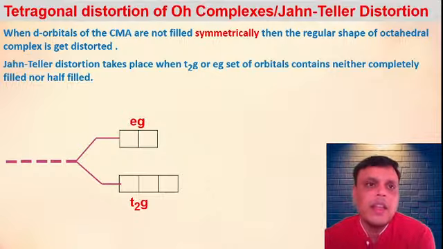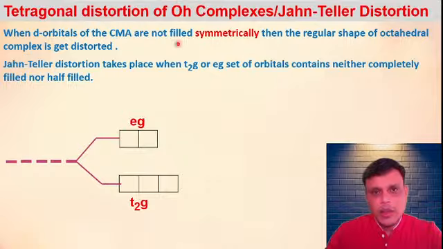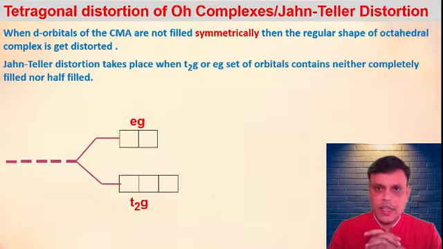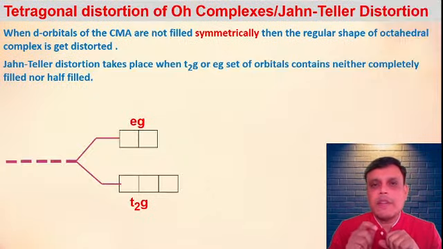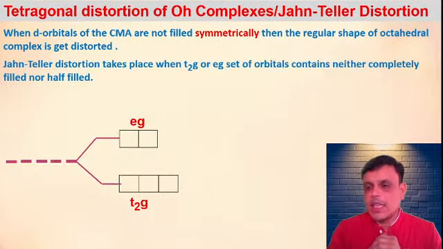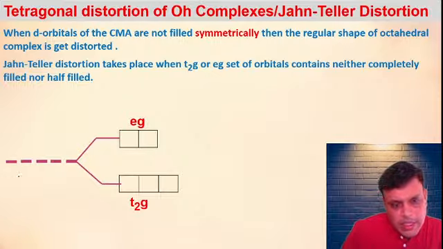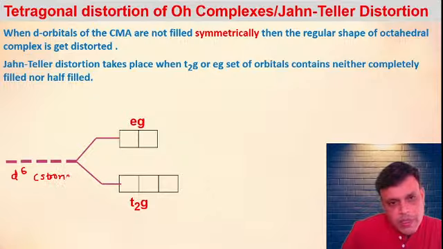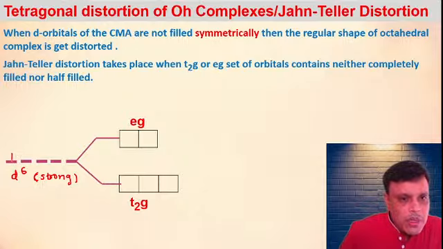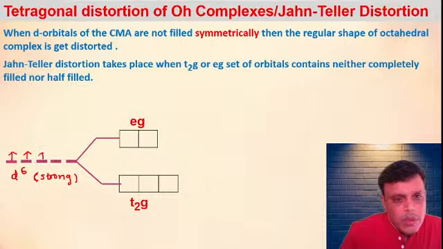correct. When the d orbitals of the central metal atoms are not symmetrically filled, then the regular shape of the octahedral complex gets distorted. Okay, so what is meant by symmetrical filling and unsymmetrical filling of the orbitals, that we will see. Here I will take a d6 system, and suppose the complex is a strong field complex. The complex is strong field and your system is d6. Then d6 system means you have 6 electrons, 1, 2, 3, 4, 5 and 6.